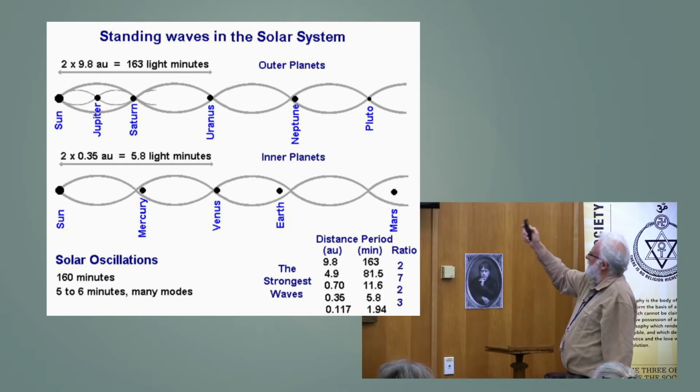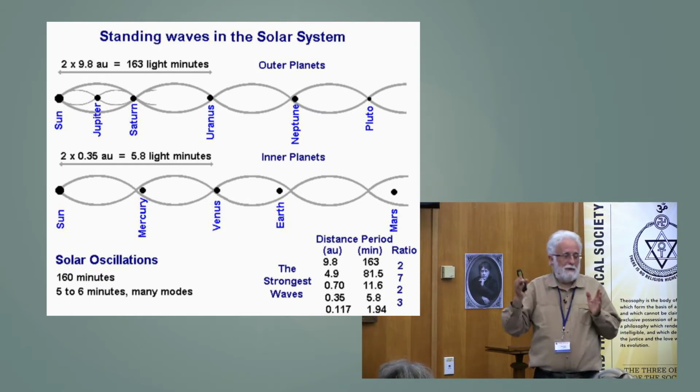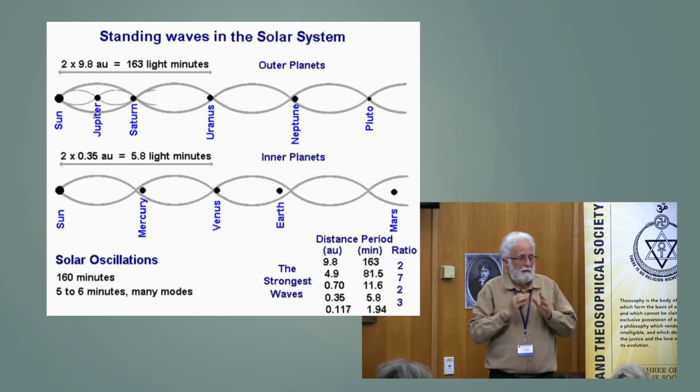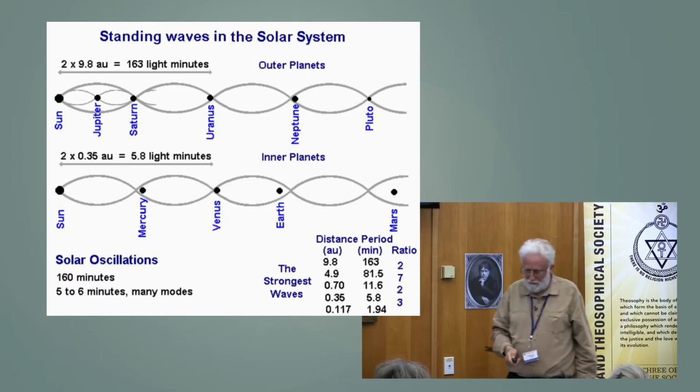So the outer planets are very closely spaced to equal distances. The inner planets are near multiples of 12 kilometres per second, so they're working on to a slightly different formula.